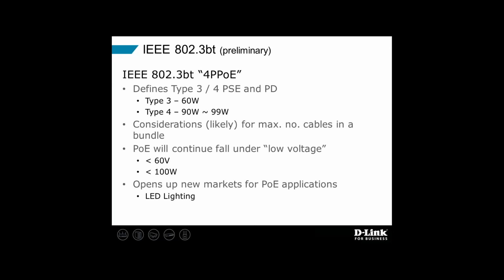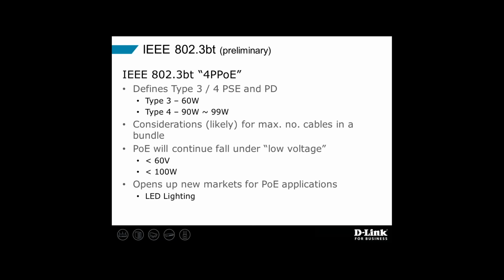There will likely be considerations for how many Ethernet cables you can have in a bundle. Remember, when you're running this kind of power through the LAN cables, they're going to warm up a little bit, and if you have a bundle of cables, you will have some heat considerations. So they'll address that. I'm hearing that for the type 3 PSE, keeping LAN cables to 100 or less per bundle is likely what we'll see, and for the type 4 PSE with 90 to 99 watts, it'll be less than that. I'm not sure I know what that number is, but we'll stay tuned and stay on top of the standards committee's work, and we'll learn that as it comes about.